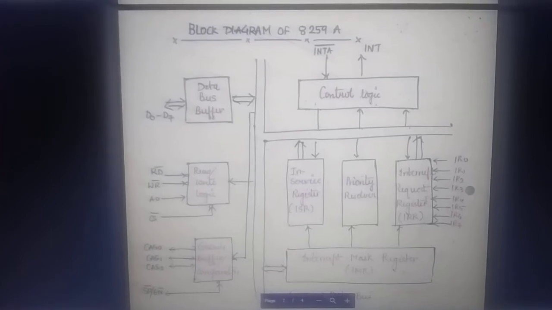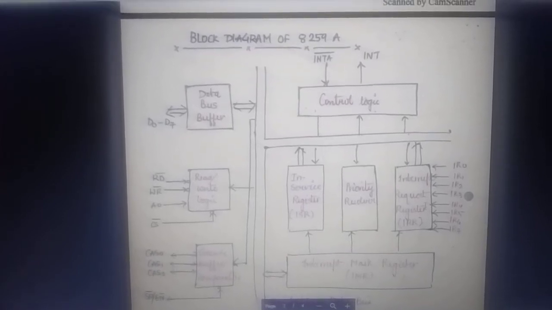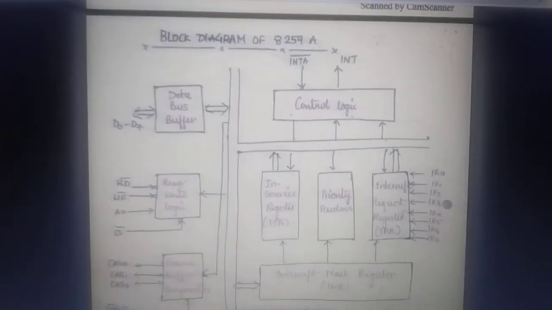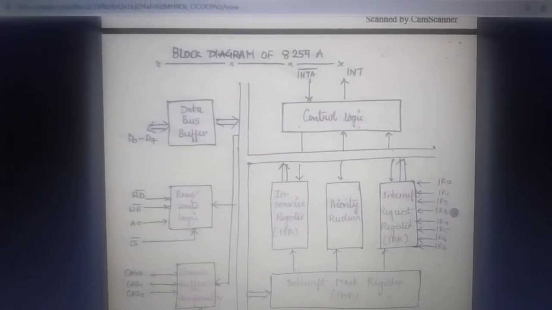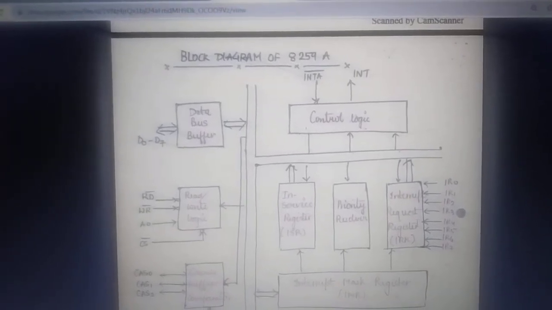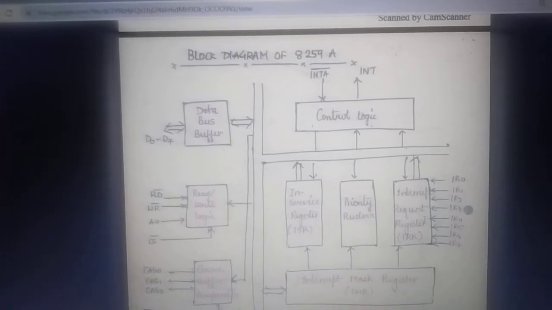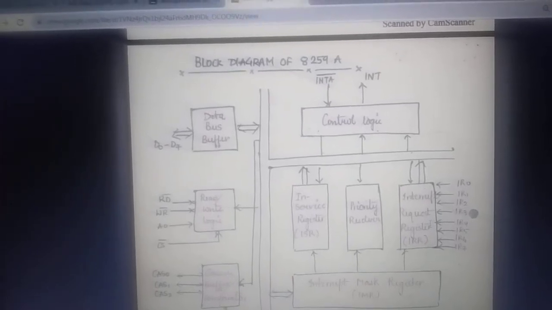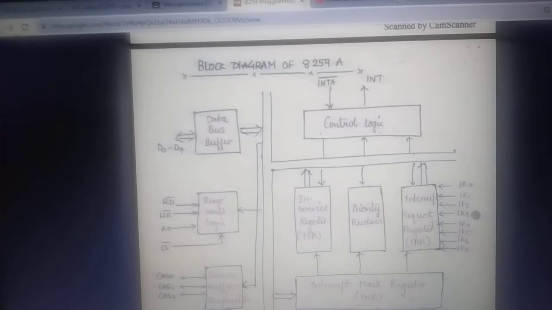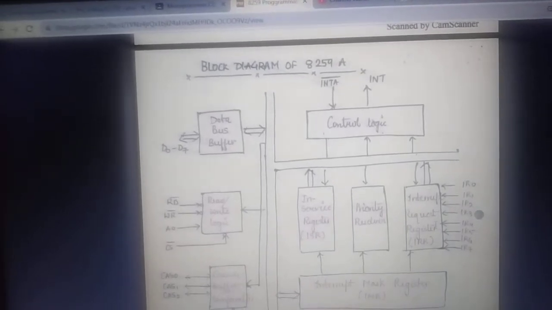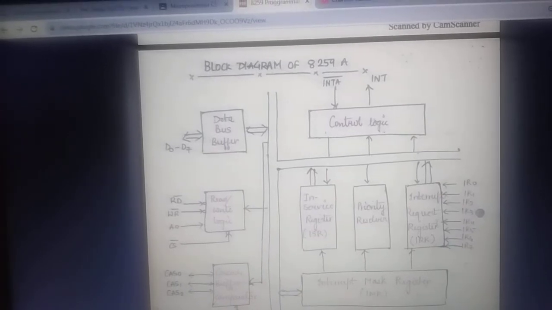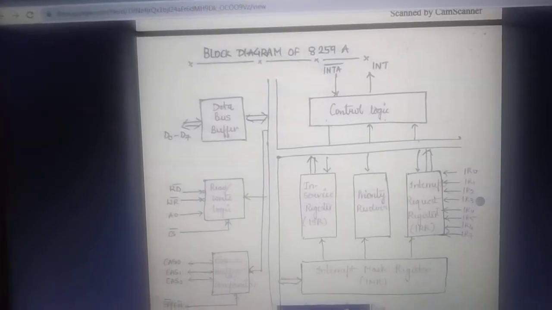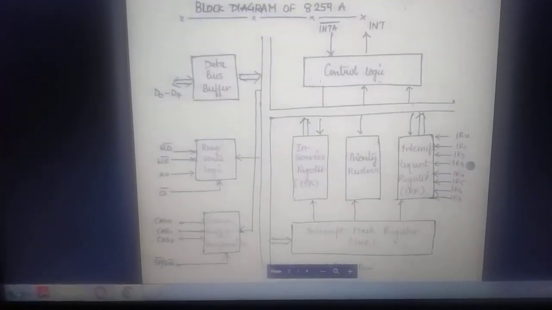So what is the process of initiating an interrupt? First, 8259 sends an interrupt signal through its INT pin to the INTR pin of the microprocessor, and then the microprocessor asks about the interrupt address through pin INTA bar. So here INT is an output pin of the 8259 and INTA bar is an input pin of 8259. INTA bar is the signal provided by the processor to 8259, and INT is the signal provided by 8259A to the 8085 microprocessor.